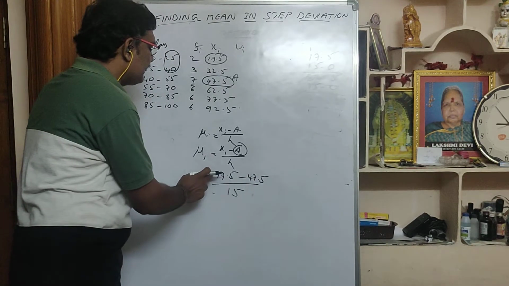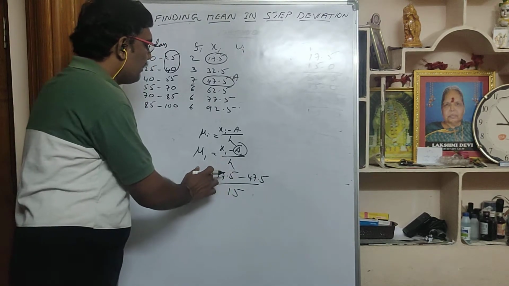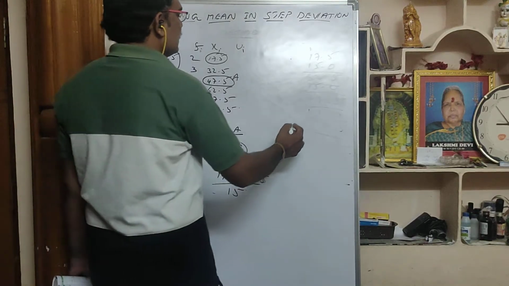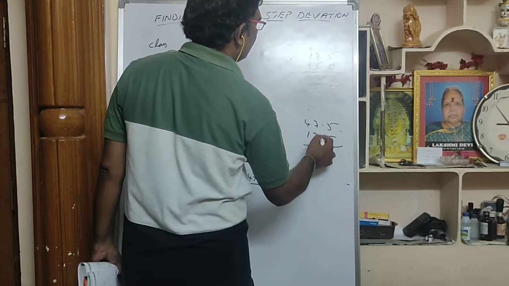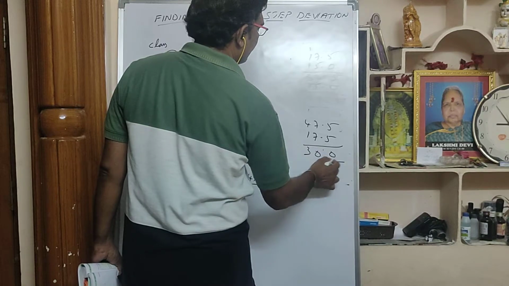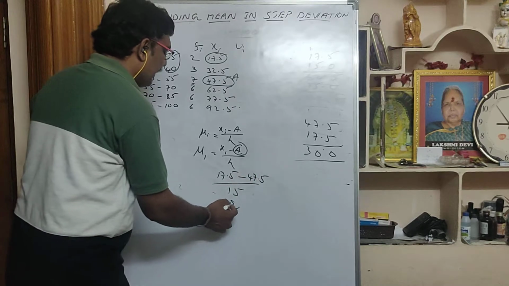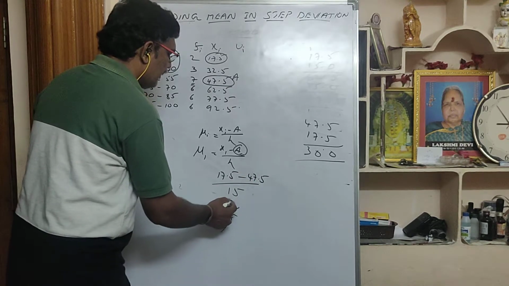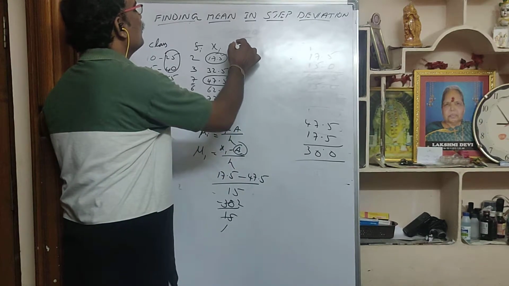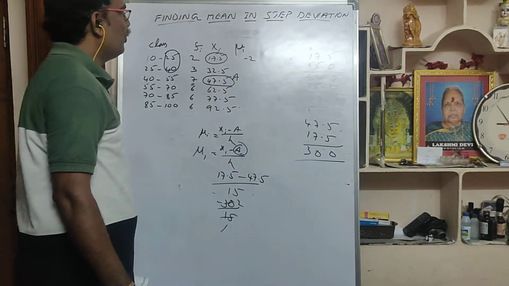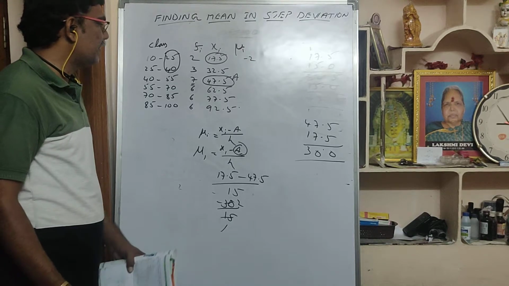Now 17.5 has a plus, and 47.5 has a minus. So with one plus and one minus, you have to do subtraction. From 47.5, if you subtract 17.5, you get 30. Which 30? The minus has the greater value, so you get minus 30. Minus 30 by 15. 15 ones are 15, 15 twos are 30. Here, in the u1 value, u or mu, both are the same. You get the mu1 value as minus 2.